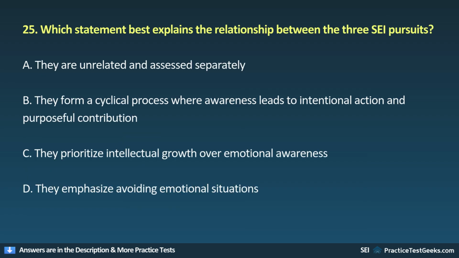25. Which statement best explains the relationship between the three SEI pursuits? A. They are unrelated and assessed separately. B. They form a cyclical process where awareness leads to intentional action and purposeful contribution. C. They prioritize intellectual growth over emotional awareness. D. They emphasize avoiding emotional situations.